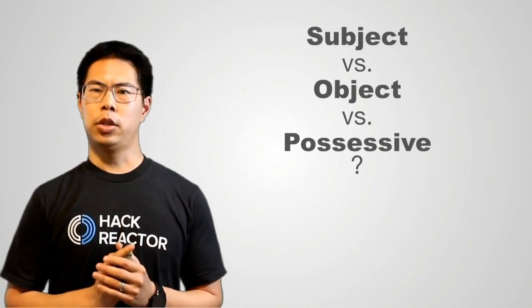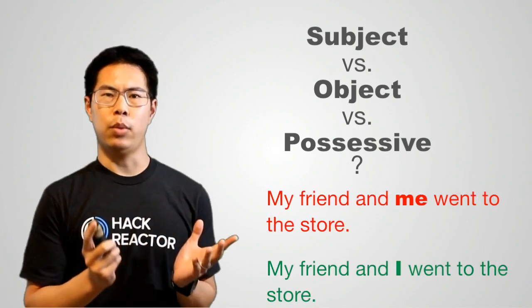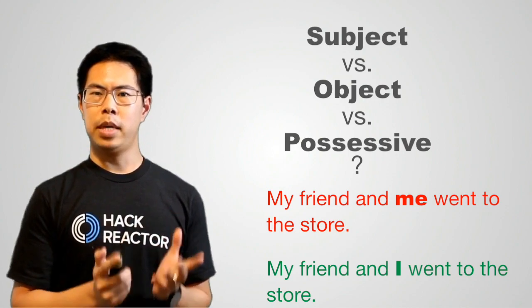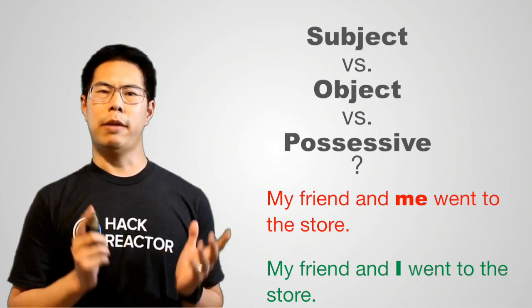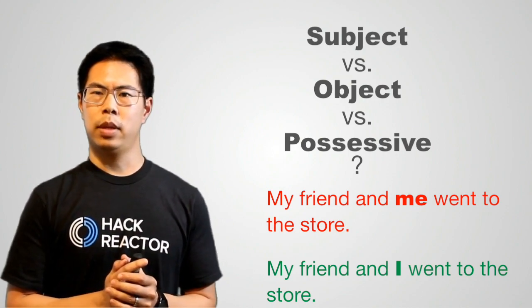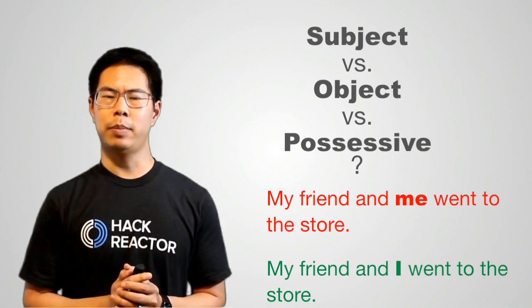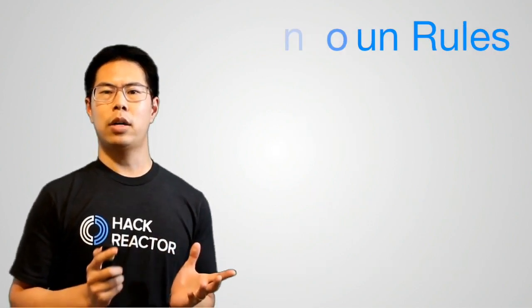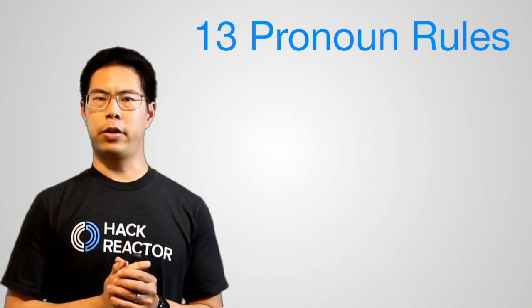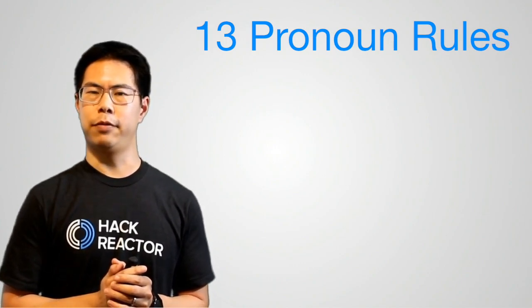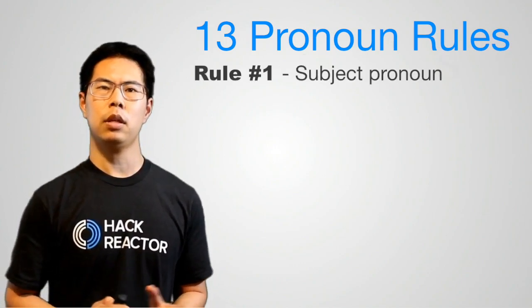So, for example, should I say, my friend and me went to the store? Here, me is an object pronoun. Or, my friend and I went to the store. Here, I is a subject pronoun. We will now cover 13 rules for figuring out which kind of pronoun to use in different situations.